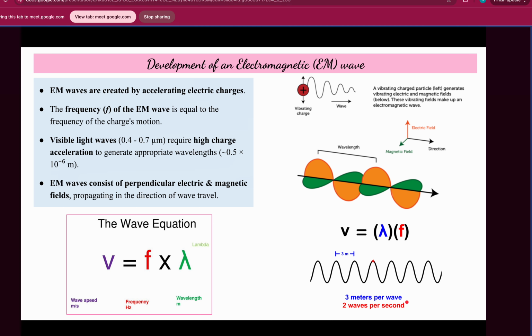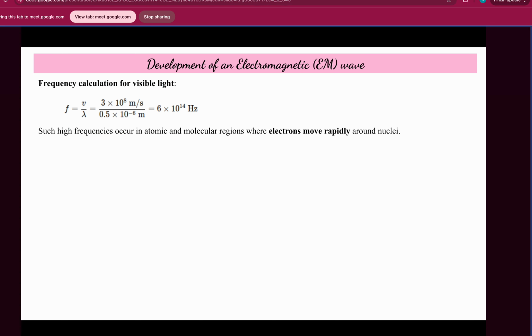As we have studied in the previous session, wavelength tells you the distance between two adjacent points which are in the same phase. So for example, two crests or two troughs.